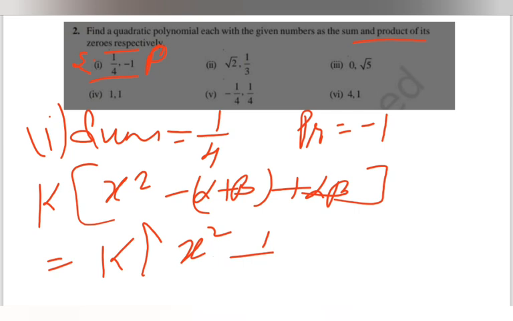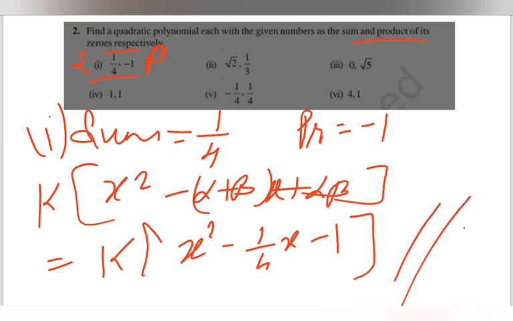minus x square minus 1 by 4 x. Here we have to write x plus minus 1. So why we are writing ax is because the general form of a quadratic polynomial is ax square plus bx plus c. So in here we are writing as x. So this is the required polynomial.